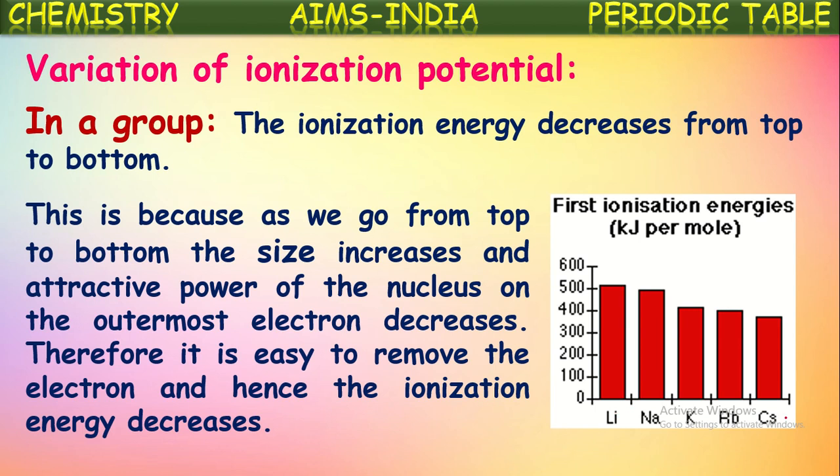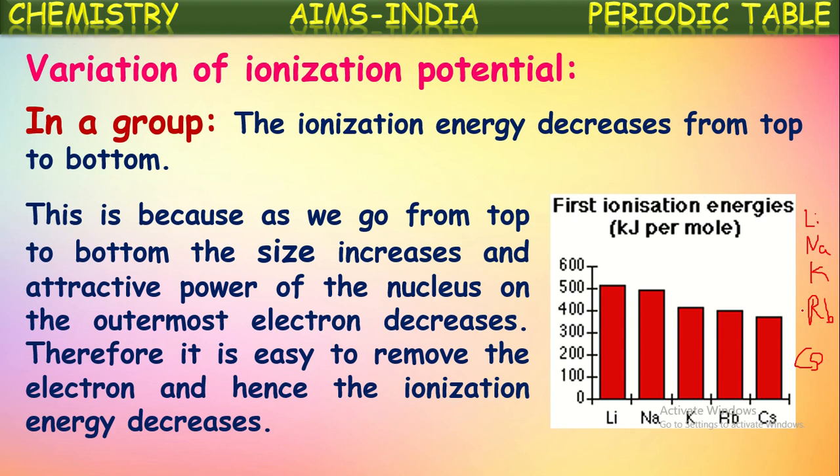First group elements are mentioned here: lithium, sodium, potassium, rubidium, cesium. If you observe, these elements are in one group, the first group. What happens from top to bottom? The size of the elements increases from lithium to cesium because a new shell is added from element to element as we move down.